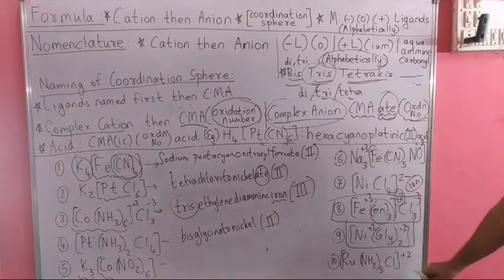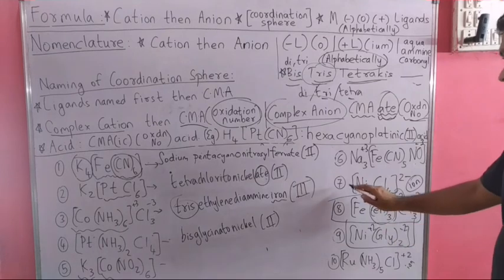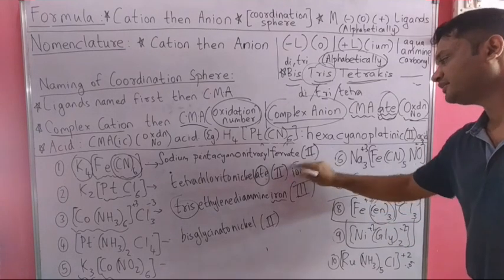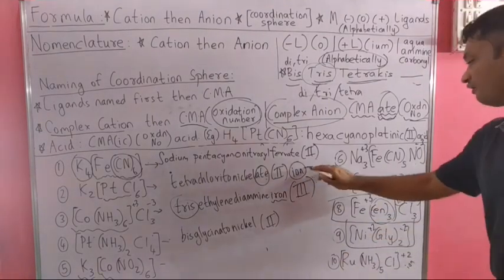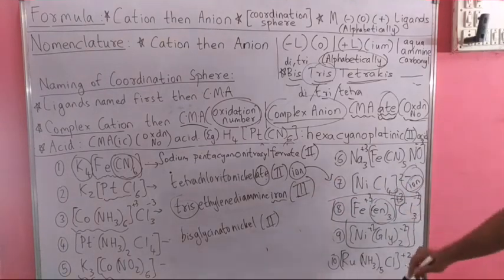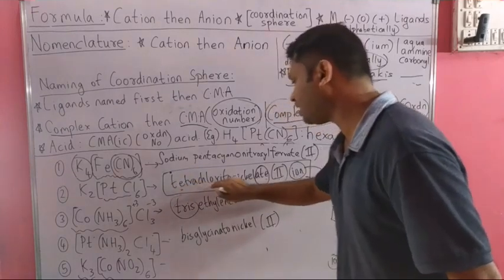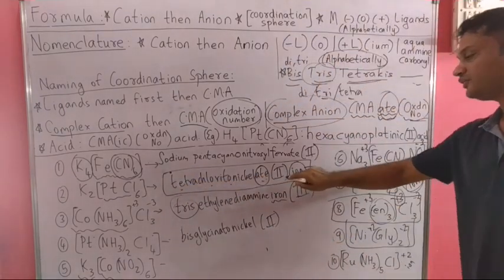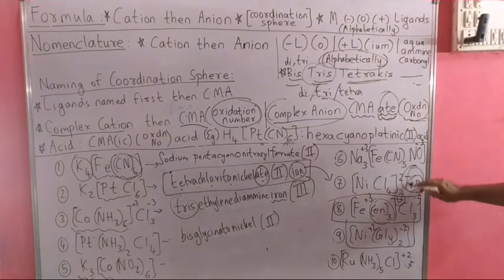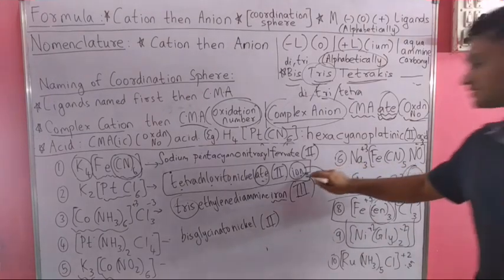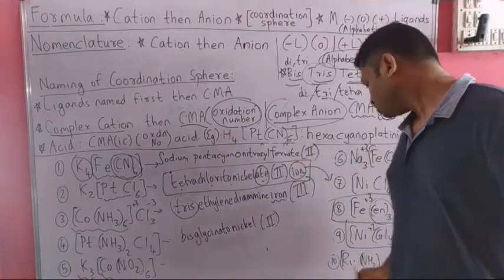Then finally this compound, this is an ion. So at the end we will write ion. Here also in the end we will have to write this suffix ion. Whenever we have ion, we will write the suffix ion. So I forgot to write it here. In this case we will have tetrachloronickelate 2 ion. Whenever we have ion, in that case we will add the suffix ion at the end.